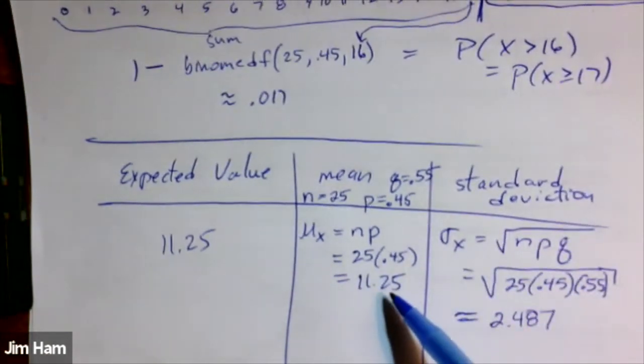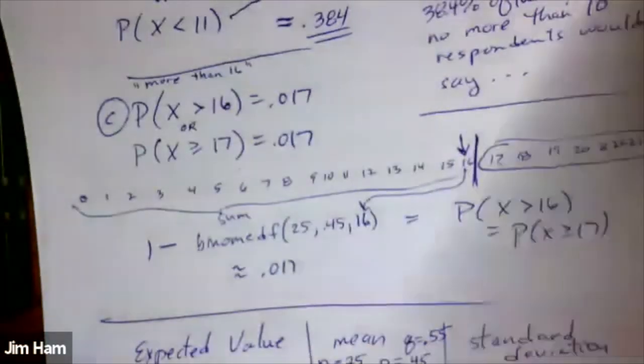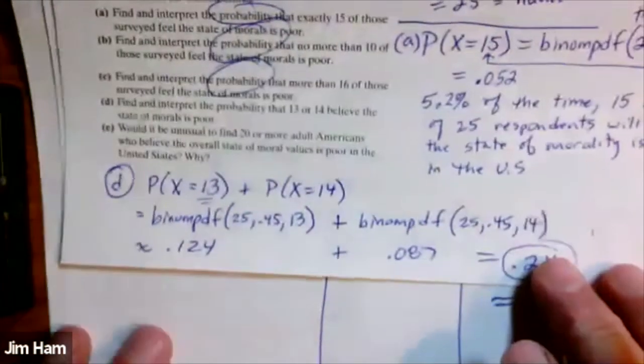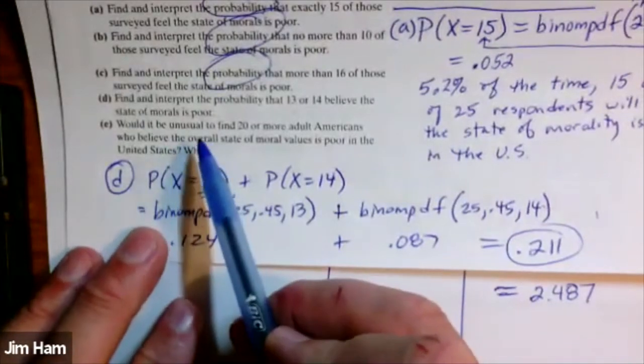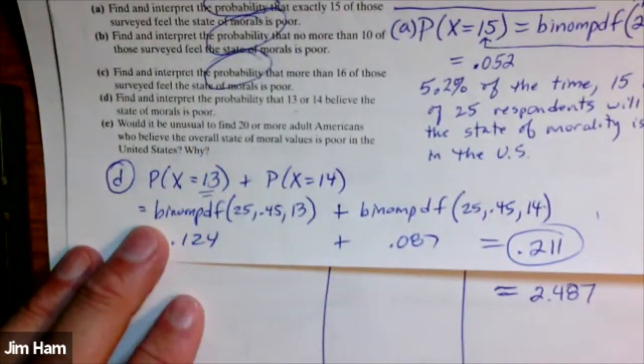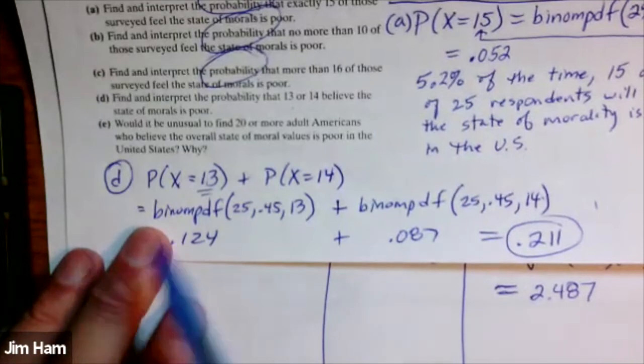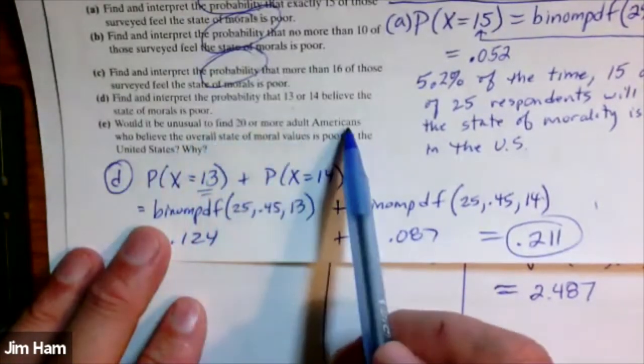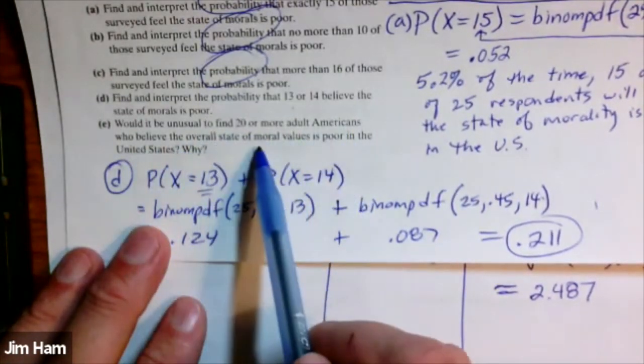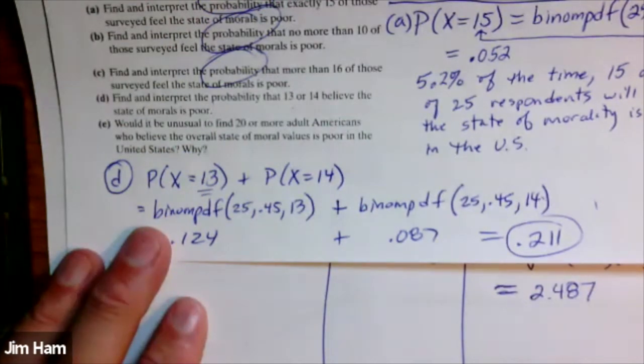And so we can have these decimal numbers for means and standard deviations, even if they're not possible X values. Is there anything else here? Yeah, would it be unusual? So remember, when it says, would it be unusual, you still have to calculate a probability, because the only way to determine if it's unusual is if you calculate the probability and find that the probability is less than our standard of 0.05. Would it be unusual to find 20 or more adults who believe the overall state of moral values is poor in the United States?